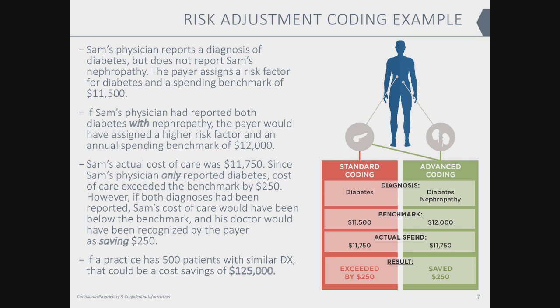To put this into a higher context, let's say we're sitting down with your population and you have 500 members or 500 patients that are similar to that. Well, that $500 times the $250 swing there, well, it's $500 total, but that savings counts for $125,000 in additional savings because your benchmark looks more appropriate.